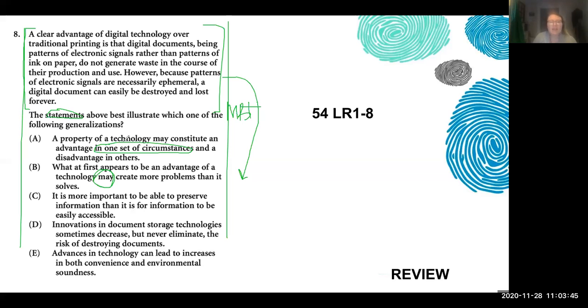Okay. So in A, it's saying the technology. In the one circumstance, it's just whatever we're talking about, waste. And the second circumstance is like losing it forever. You used the word situation, I think. Yeah, I thought that circumstance and situation were interchangeable, and I don't think that was right. No, I think they are. In one set of circumstances, like in one situation, and a disadvantage in another. So a property of technology can be an advantage when we're talking about not wasting, and a disadvantage when we're talking about losing something forever. I don't think B is a terrible answer, but if I had to pick between A and B, can we see why A is a more mild answer? Yeah.